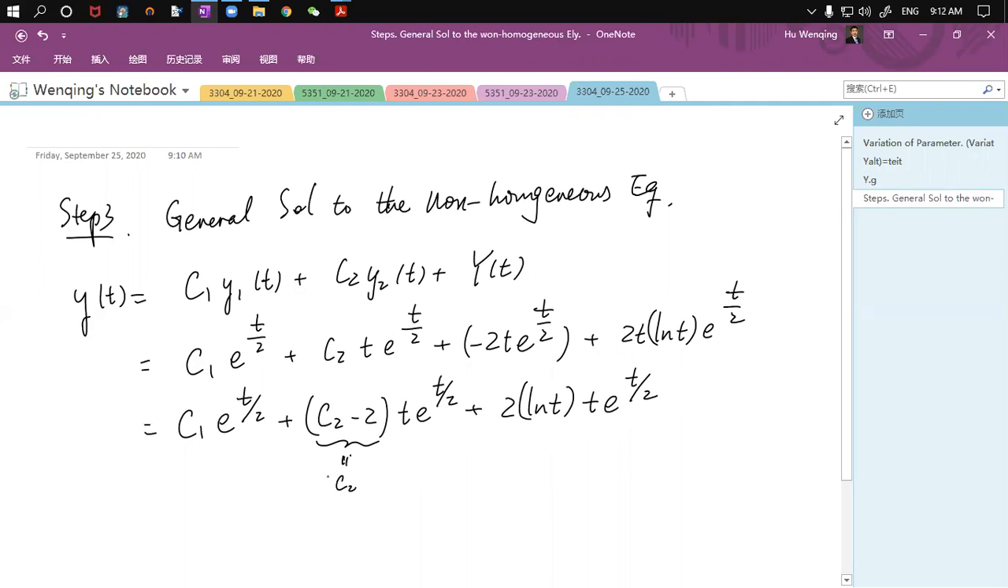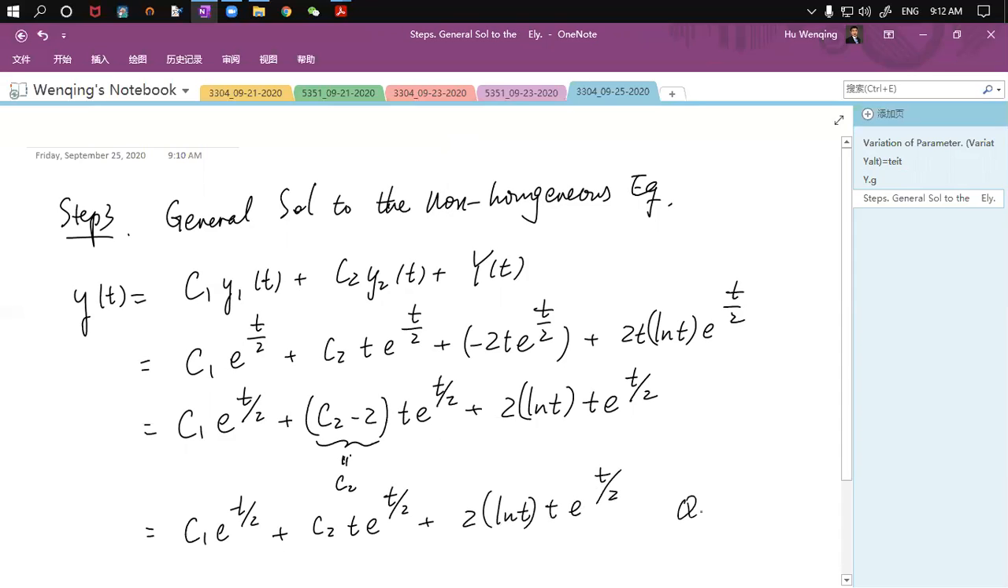So that means sometimes variation of parameters is going to give you solutions that are really in the complementary part, which can be absorbed into the complementary solution. So in the end, the solution is C1 e power t over 2 plus C2 t times e power t over 2 plus 2 times logarithm of t multiplied by t e power t over 2. That's the end of the problem. Is that good for everybody?